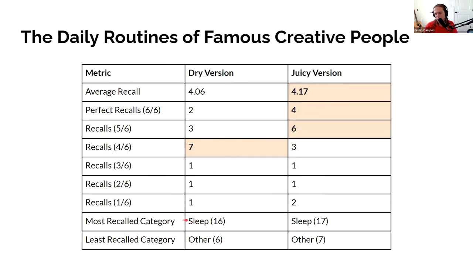Just as a curiosity, it was interesting to see that the most recalled category was related to sleep, right? And the last recalled category was "other" on the dry version and "other" also on the juicy version.